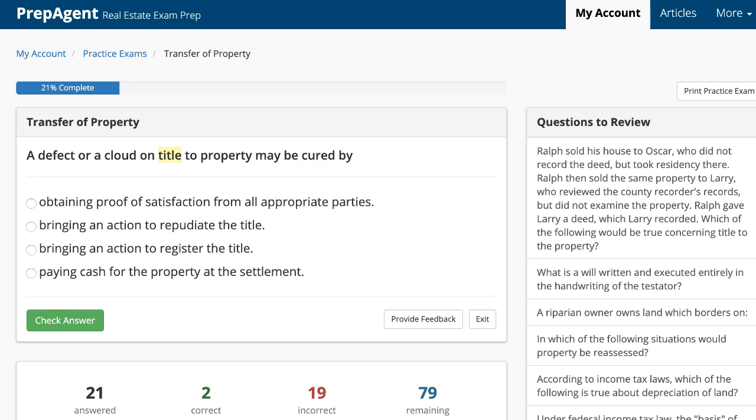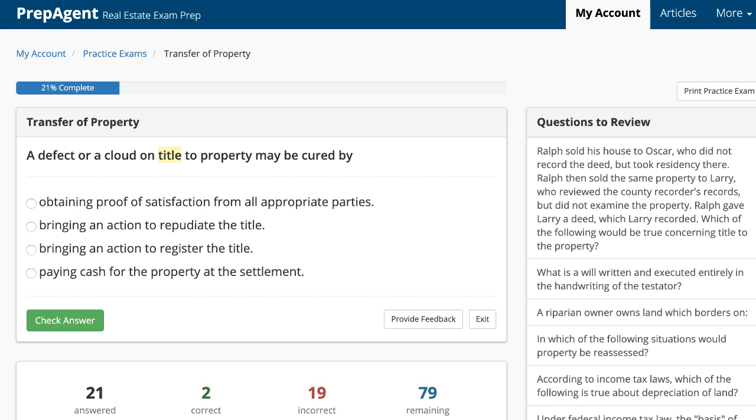A defect or a cloud on title to property may be cured by A, obtaining proof of satisfaction from all appropriate parties. B, bringing action to repudiate the title. C, bringing action to register the title. D, paying cash for the property at the settlement.